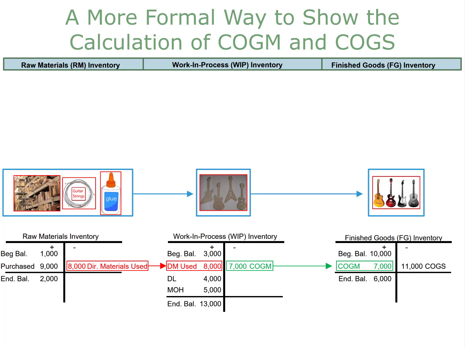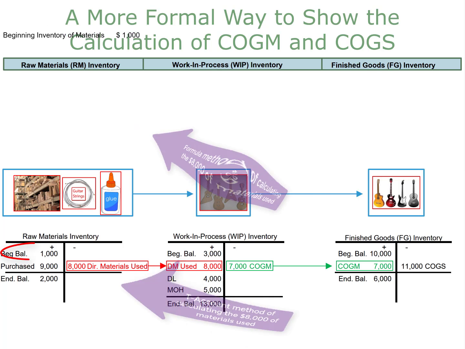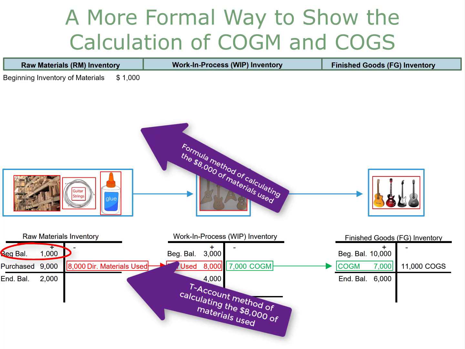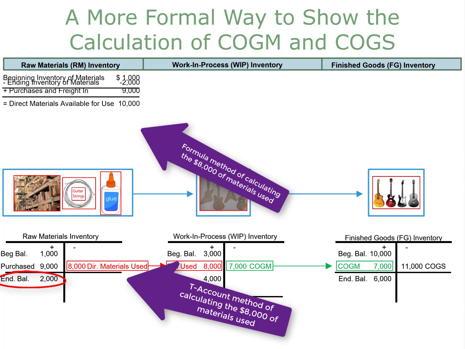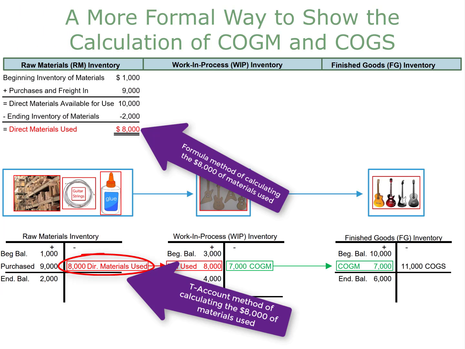So let's start with raw materials. How did we calculate the cost of direct materials used? We started with beginning inventory of materials. Then we added purchases of raw materials, which increased the account. Remember, freight in is the shipping cost that we pay to get the raw materials to our business. They simply add to the cost of raw materials. We add them both up, and we get direct materials available for use. We then subtracted the ending balance of raw materials inventory, which gave us the $8,000 of used materials.